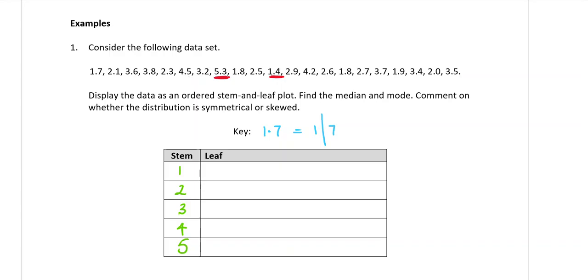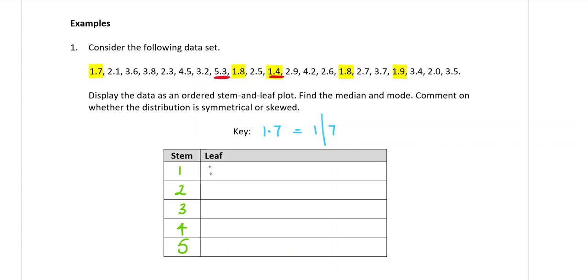What we do is we go through and find all the numbers that will have a stem of 1. So 1.7, 1.8, 1.4, 1.8, 1.9. Okay, so there's 5 of them. But which one is the smallest one?